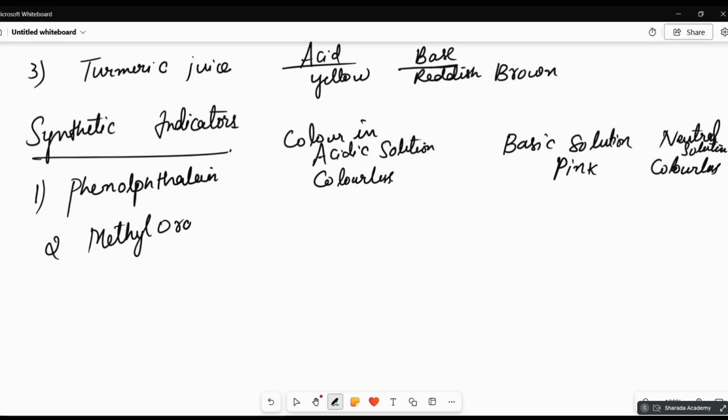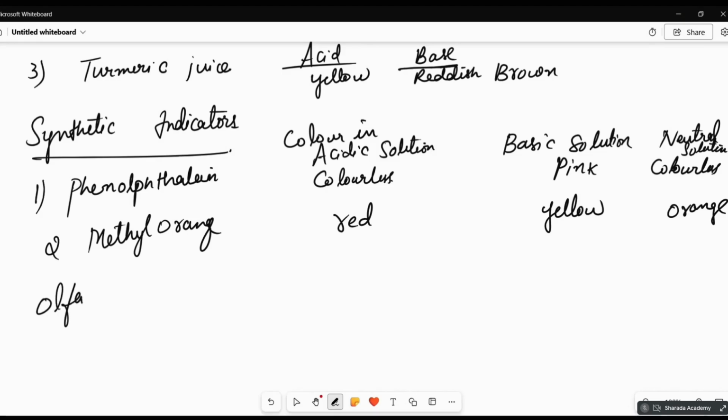Next comes the methyl orange. What is the original color of this methyl orange? It is orange. So with the neutral, it will be orange in nature. With the acid, it will be red, and with the base, it will be yellow.